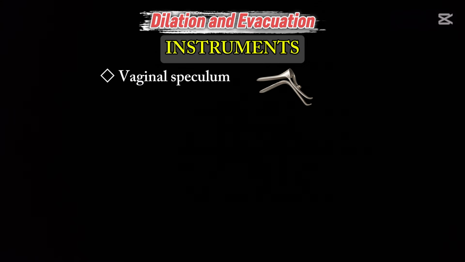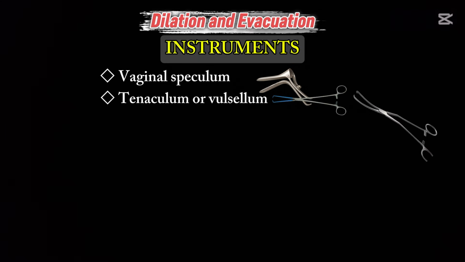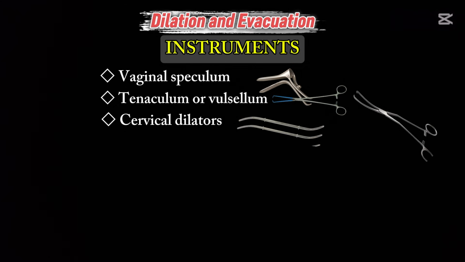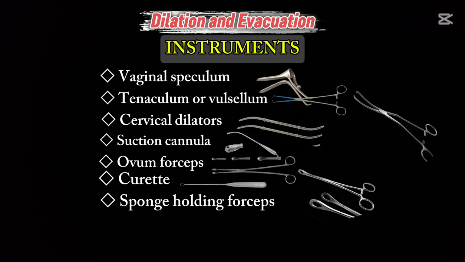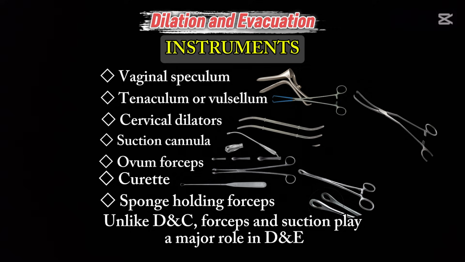Let's talk about the instrument set. First is the vaginal speculum for visualization. Then the next instrument is tenaculum or vulsellum for a strong grip. Cervical dilators for dilatation of cervix. Suctioning cannula, ovum forceps, and curettes to evacuate the remaining products of abortion, and sponge holding forceps. Unlike D and C, forceps and suction play a major role in D and E.